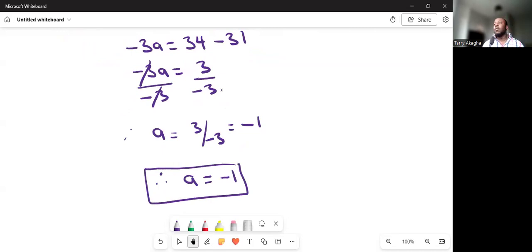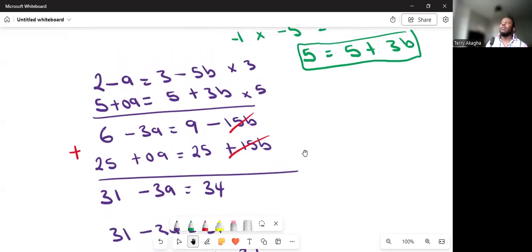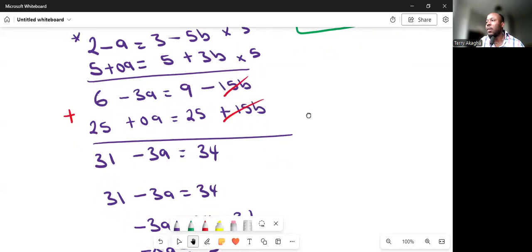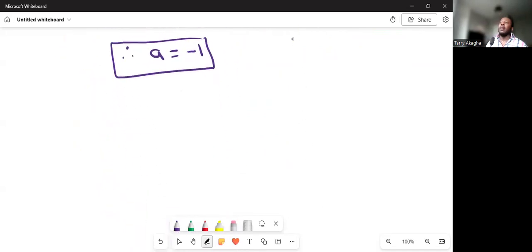Now we've gotten a, so we can find b. What we need to do, we can substitute it into any of these equations here. So I can decide to select 2 minus a equal to 3 minus 5b. Any of them will be fine, but I'm going to select the first one. We know that 2 minus a is equal to 3 minus 5b.